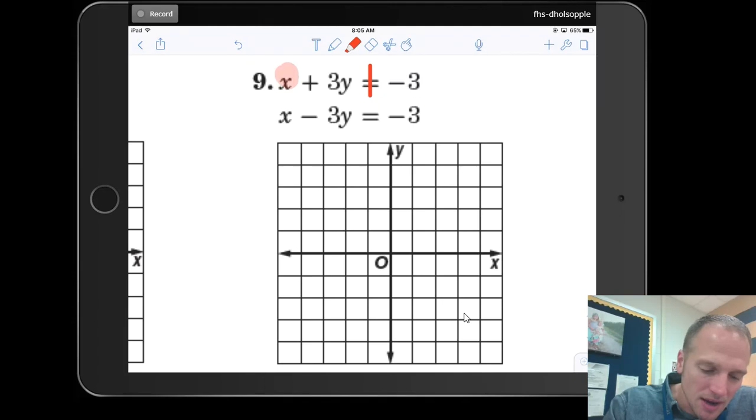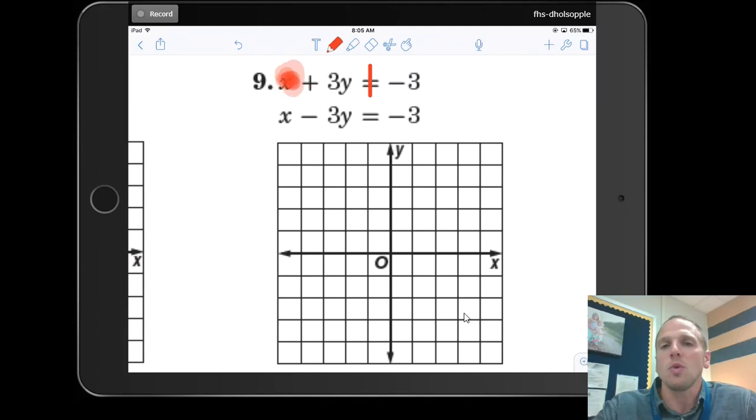So let's go ahead. I'm going to ignore my x right now on that top equation and just solve it for y. Let's find the y-intercept. So on the top equation, -3 divided by 3, it's going to be -1. So my y-intercept is -1. I'm going to put the dot down there.